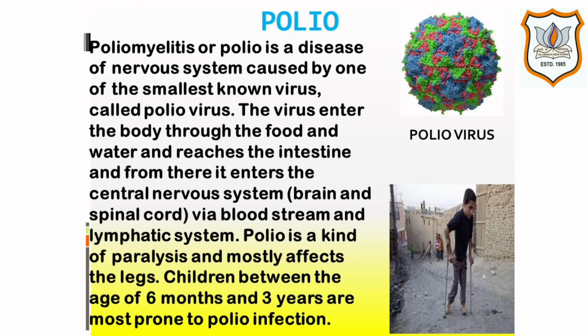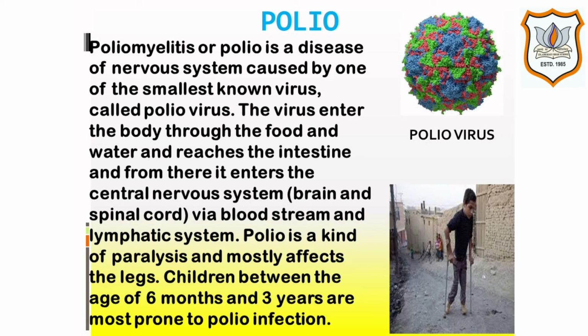In the CNS, that is central nervous system, the virus destroys the motor nerve cells of the spinal cord that are responsible for muscular control. Therefore, the muscles of a polio infected person become incapable of carrying out normal functions. Polio is a kind of paralysis that mostly affects the legs. Children between the age of 6 months and 3 years are more prone to polio infection.